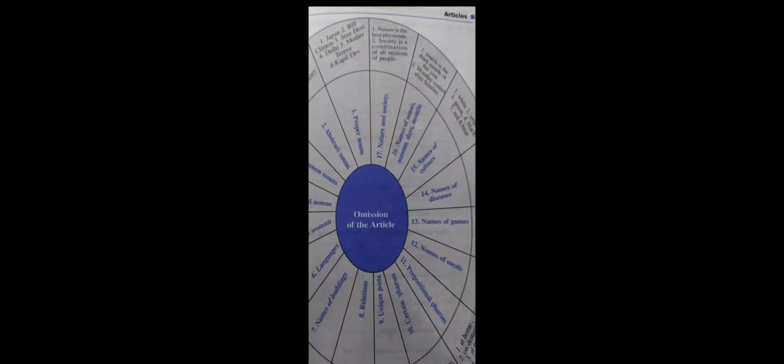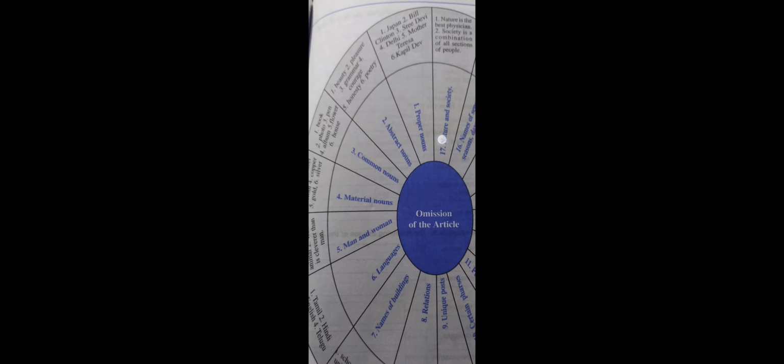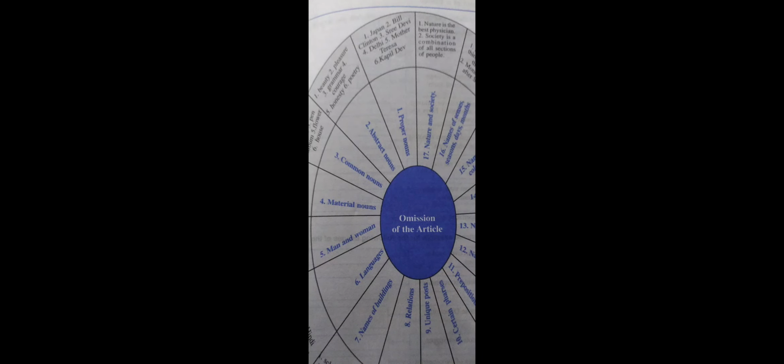Now we will see where we do not have to use the, that is, omission of the article the. It is not used, right? Here you have to remember that where it is not used, that is omission. For example, the is not used with proper nouns. You have to remember this. For example, Japan, Delhi, Mother Teresa, Kapil Dev: it is not used with them.